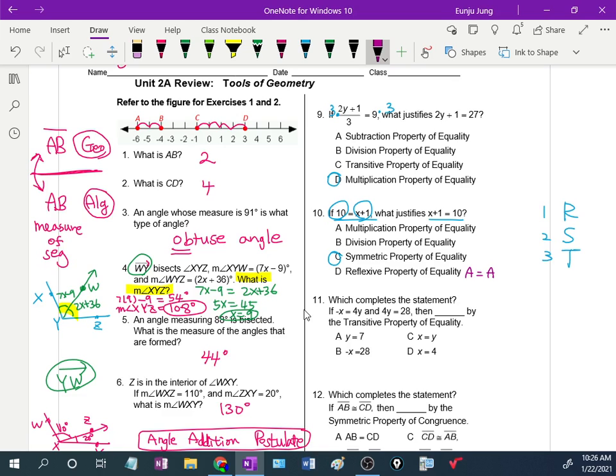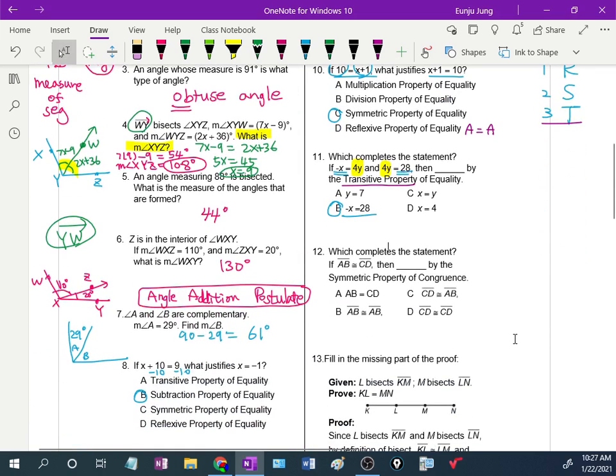Next, number 11, which completes the statement? If this and then that, this. By transitive property, I need 3 things. So let's see which one is a connector, or monkey in the middle, or you can say bridge, or the one that repeats twice, so that will be the bridge, okay? So what do we want to connect? This to that, or you can start from the last one to the first one. It doesn't matter, okay? So which one is showing that? B. So that is the answer. Or you can write 28 equals negative x. It doesn't matter. That's also transitive property of equality. Make sense?